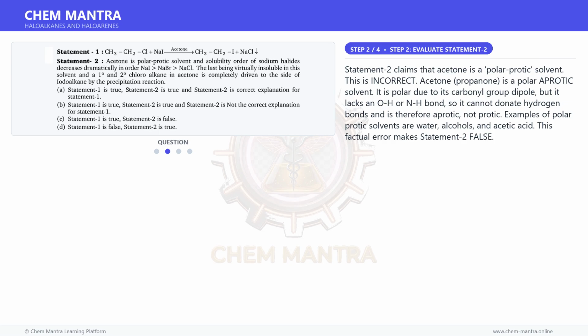Statement 2 claims that acetone is a polar protic solvent. This is incorrect. Acetone, propanone, is a polar aprotic solvent. It is polar due to its carbonyl group dipole, but it lacks an OH or NH bond, so it cannot donate hydrogen bonds and is therefore aprotic, not protic. Examples of polar protic solvents are water, alcohols, and acetic acid. This factual error makes statement 2 false.